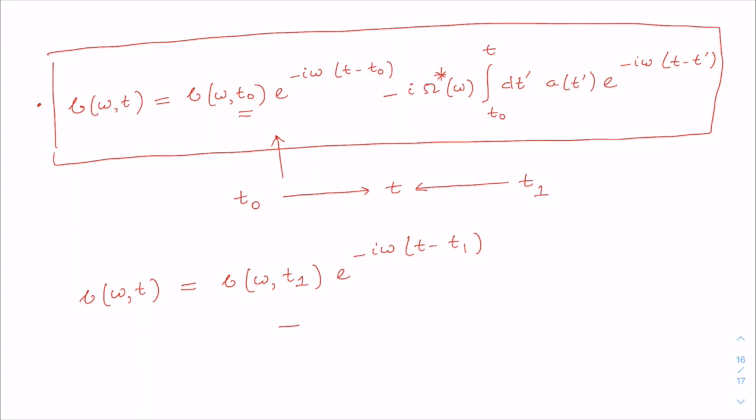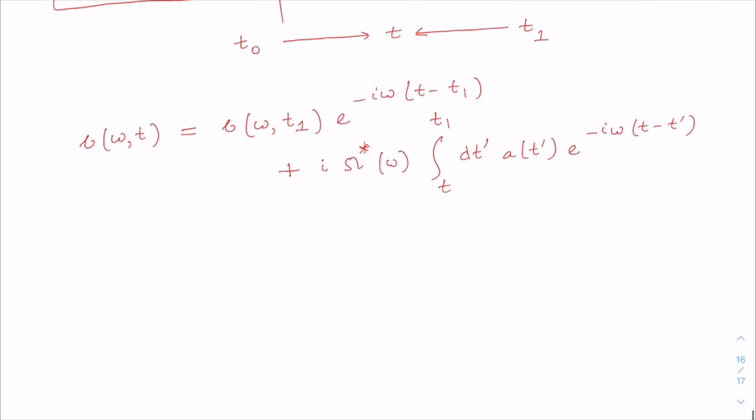Here, instead of this minus sign, and that's going to matter a lot, we'll get a plus i omega star of omega, integration from t to t1 dt dash a of t dash e to the power minus i omega (t minus t dash). This can be worked out very easily. Let me just quickly show you how to do that.